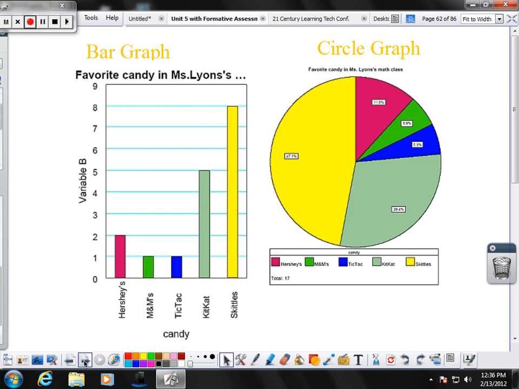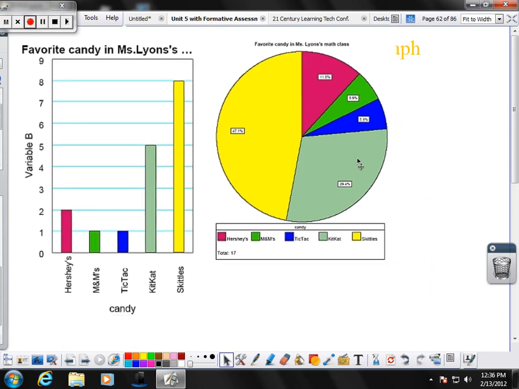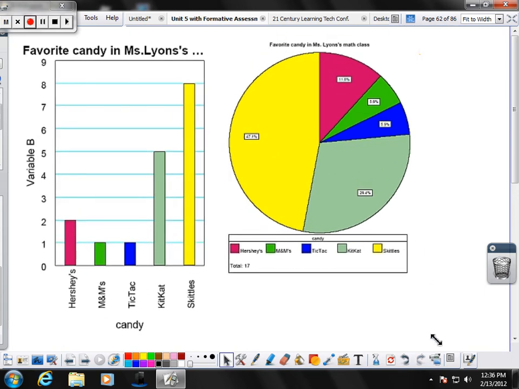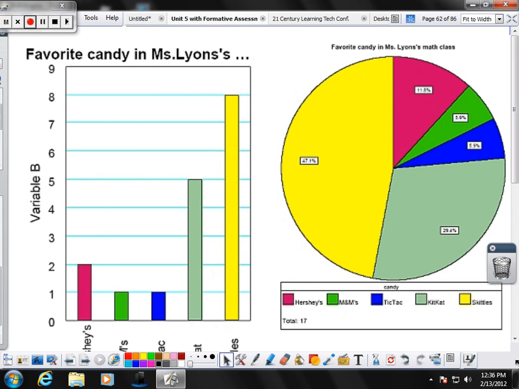Let's start by comparing two graphs, a bar graph over here on the left, and a circle graph over here on the right. Both of these graphs show favorite candies in Miss Lyons' classroom. This one is a little bit smaller and more difficult to see. We could make it bigger by doing something like that, and then you can take a closer look at what the percentages are.